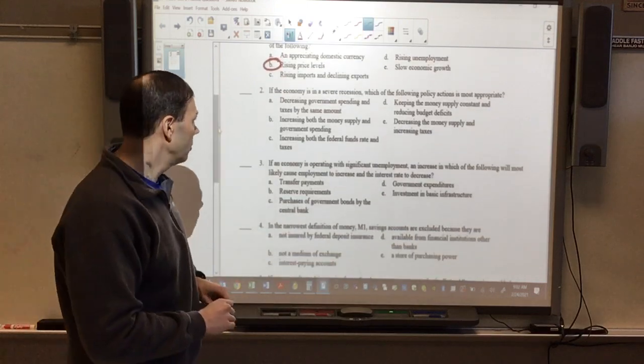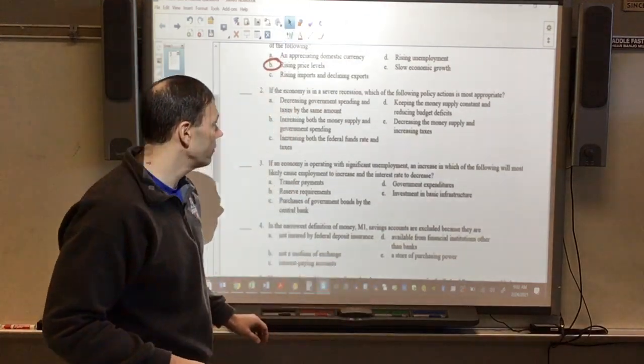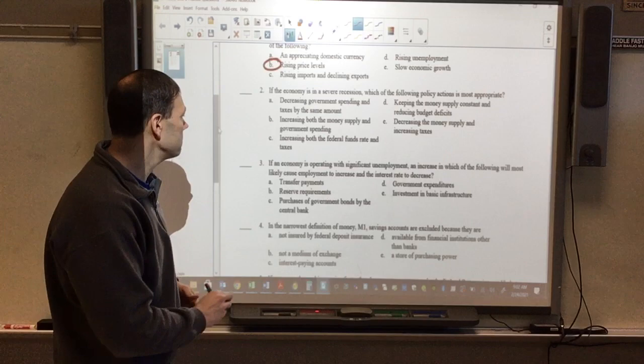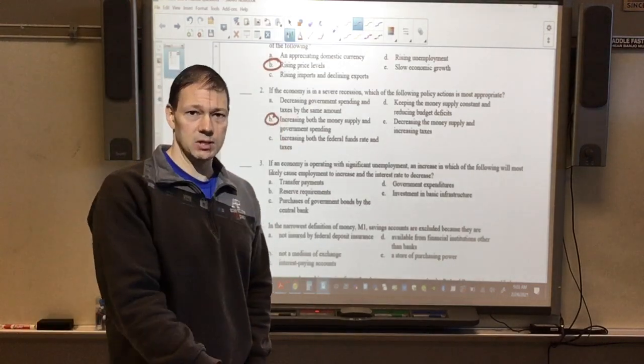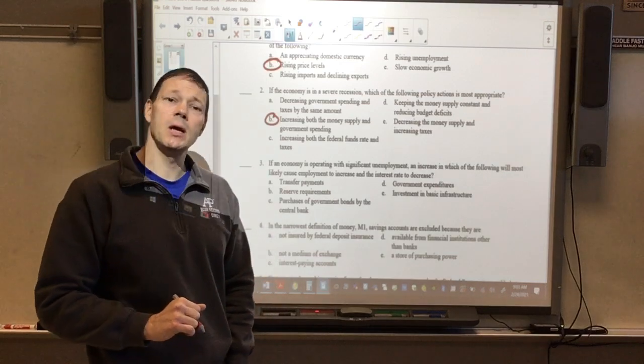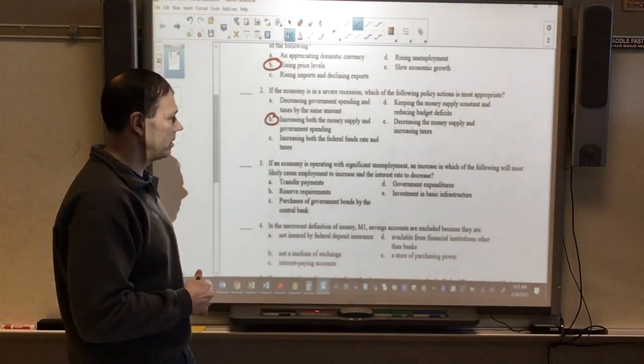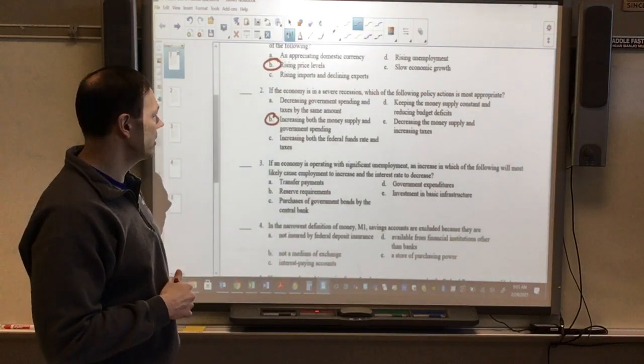All right, question number 2. If we're in a severe recession, which of the following actions is most appropriate? Best answer here would be B, the combination of the Fed increasing money supply through monetary policy and the government increasing spending through fiscal policy. Both of those would fight a recession.